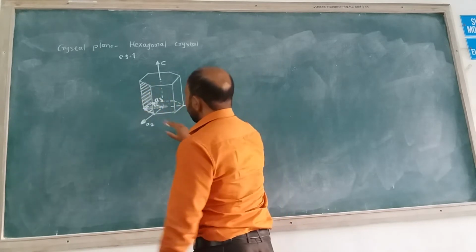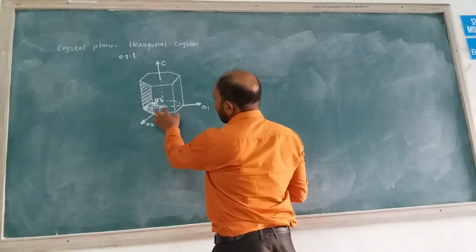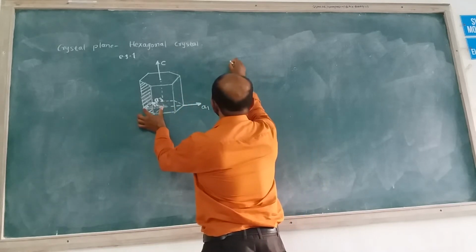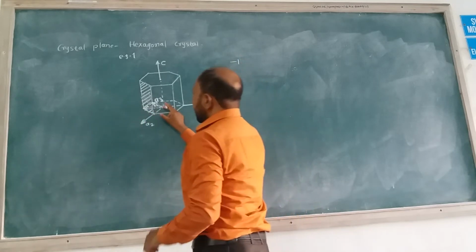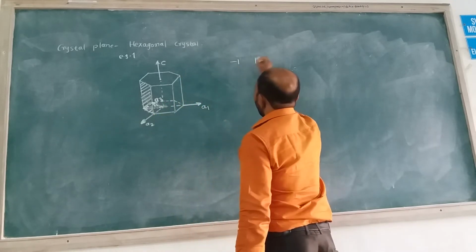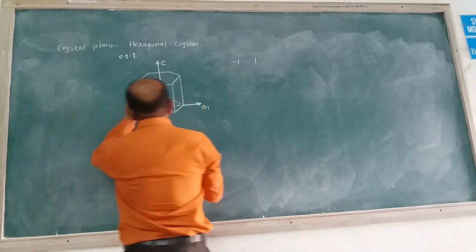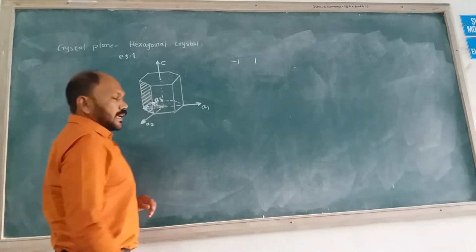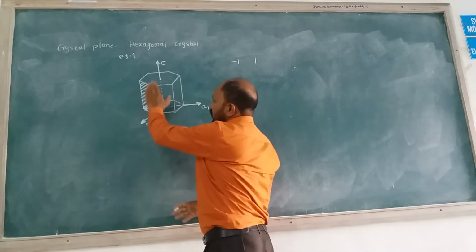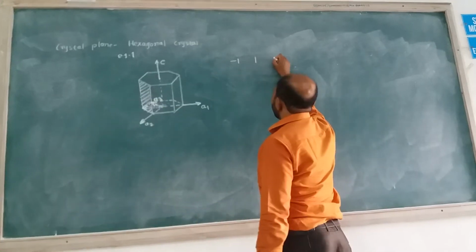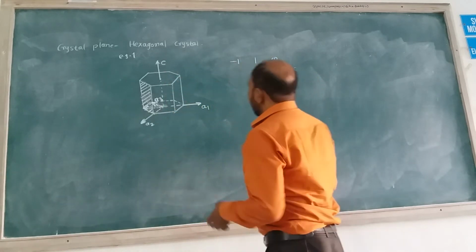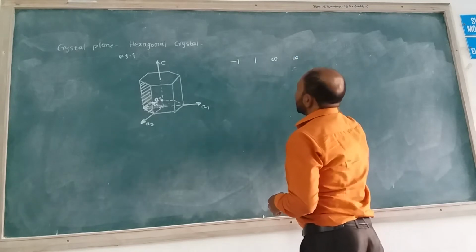If we consider this plane, then in the A1 direction this is the positive direction, and from this point this is the negative direction. So unit distance is there, and -1 distance is there. For A2, unit distance is again available, so this is 1. A3 is not related to this plane, so we consider it parallel to the shaded plane, and that value becomes infinity. C is again not connected to this plane, and that value also becomes infinity.